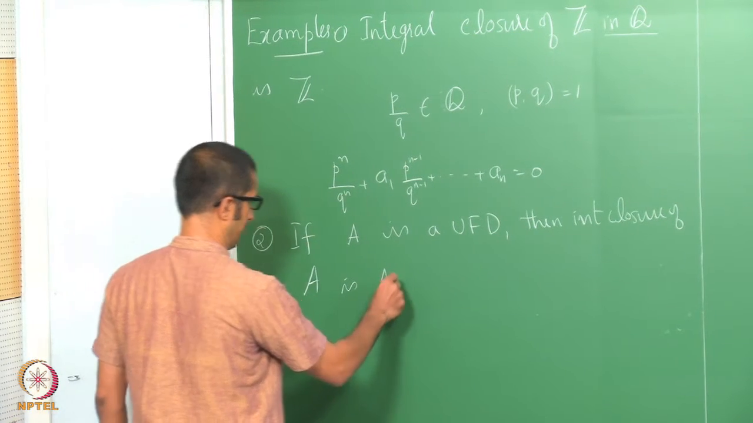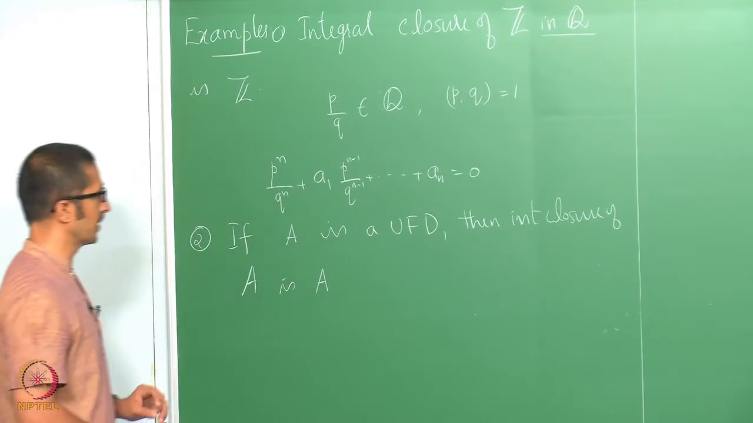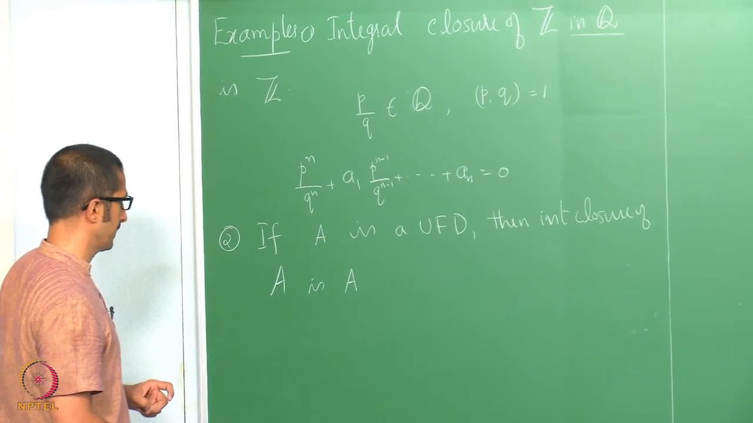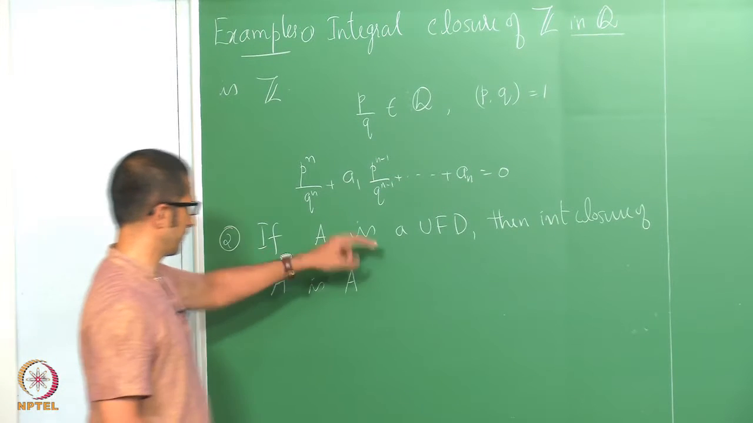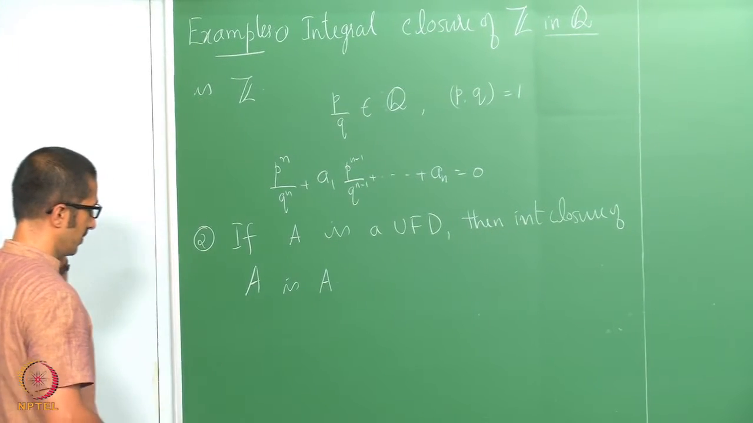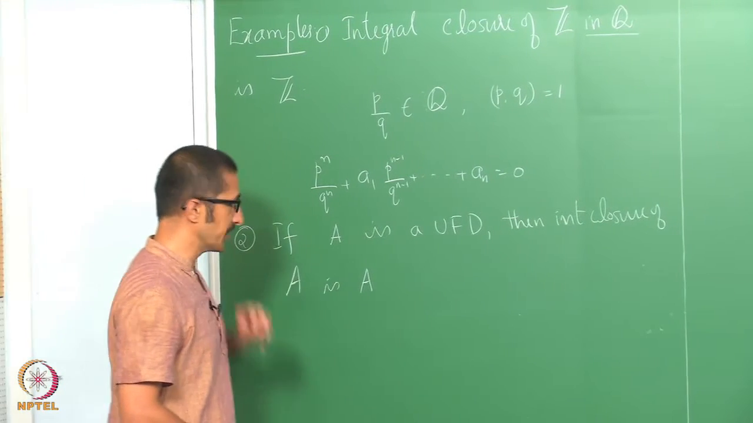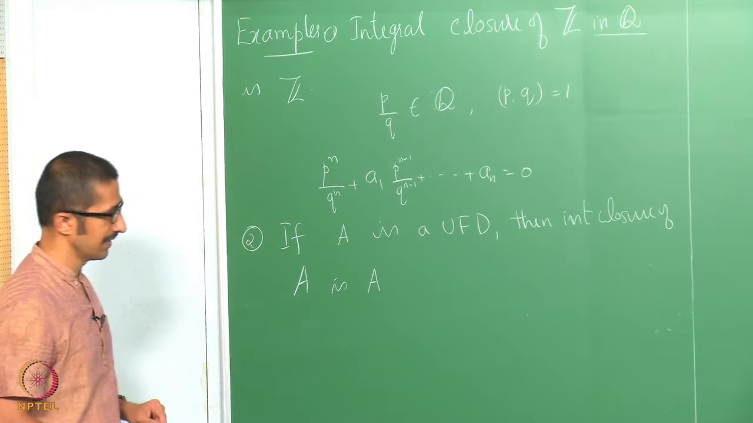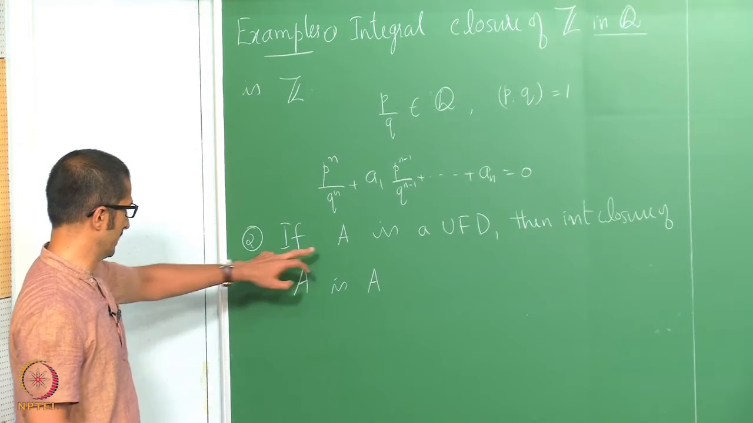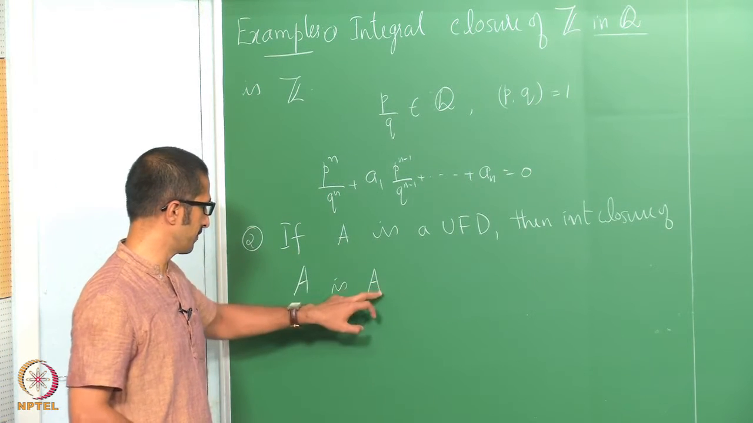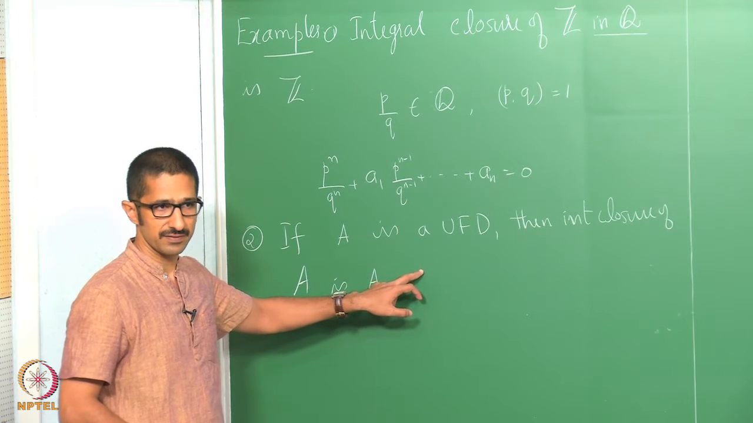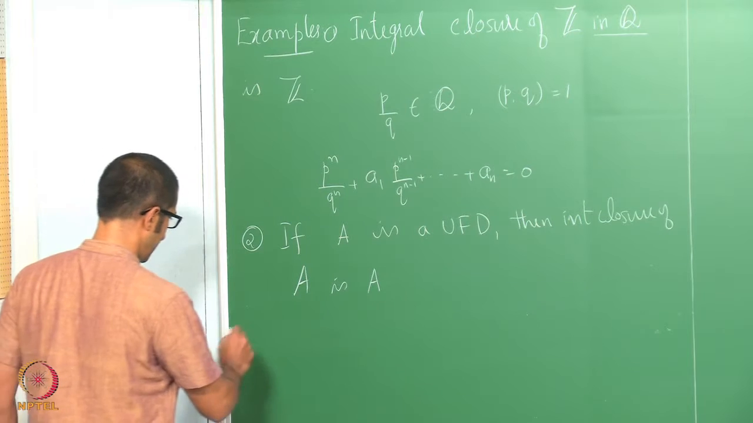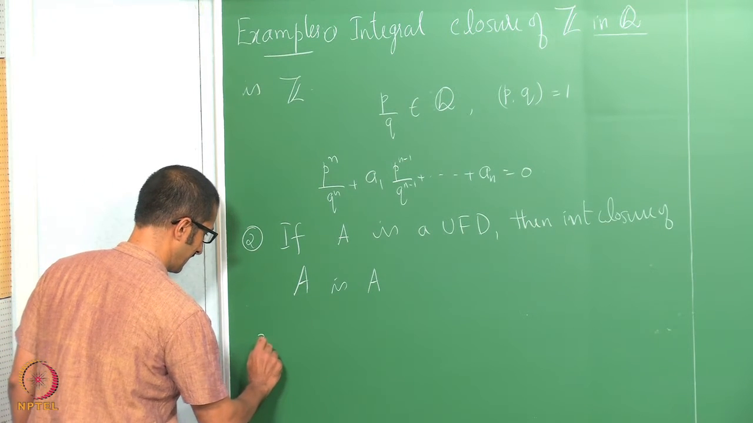So, unless Q is 1. Okay. So, therefore, we have the integral closure of A; in other words, a UFD is integrally closed. Okay. We say that the integral closure of A in the fraction field of A is A itself, which means A is integrally closed. Let us look at some other examples.